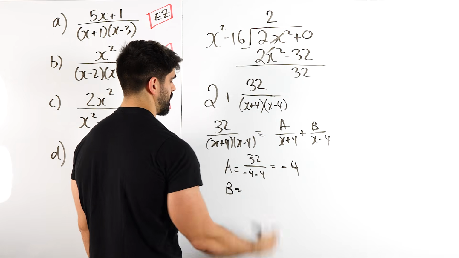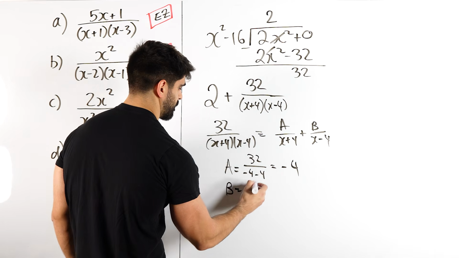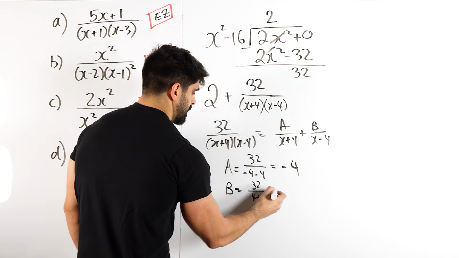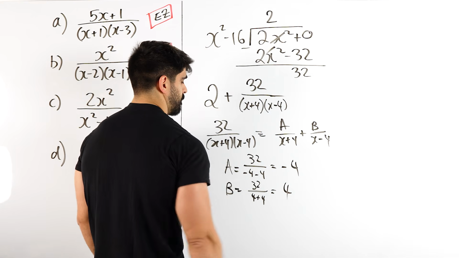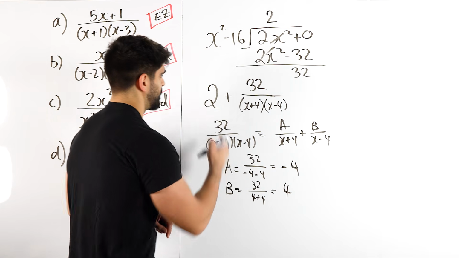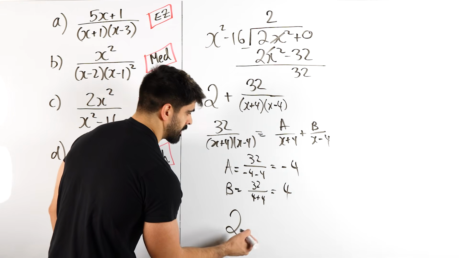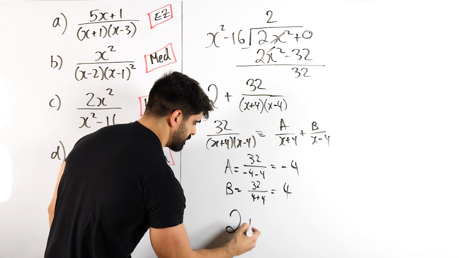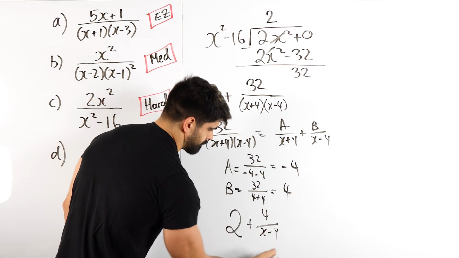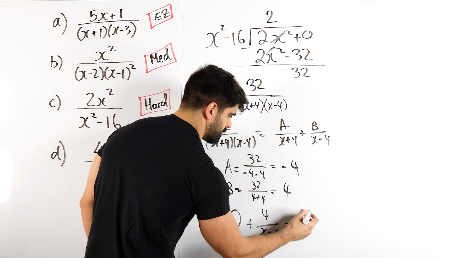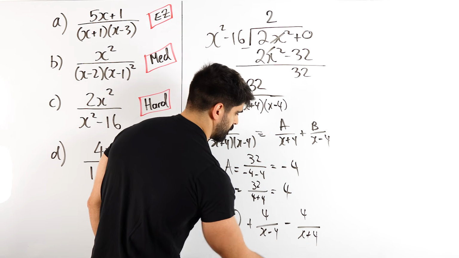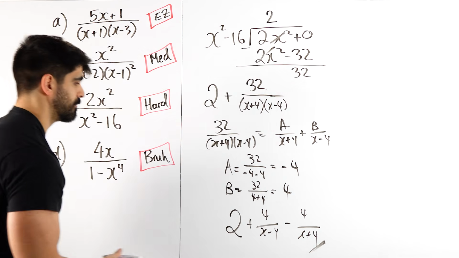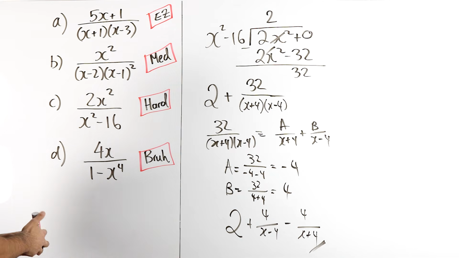And we're going to do, for b, what makes that denominator equal 0? X is 4. Cover it up. So we get 32 over 4 plus 4, 32 over 8, which is 4. And there we go. Our answer is 2. Now I'm going to write the positive one first. So 4 over x minus 4. And then we're going to say minus 4 over x plus 4. And that's your partial fractions for that medium type question done.